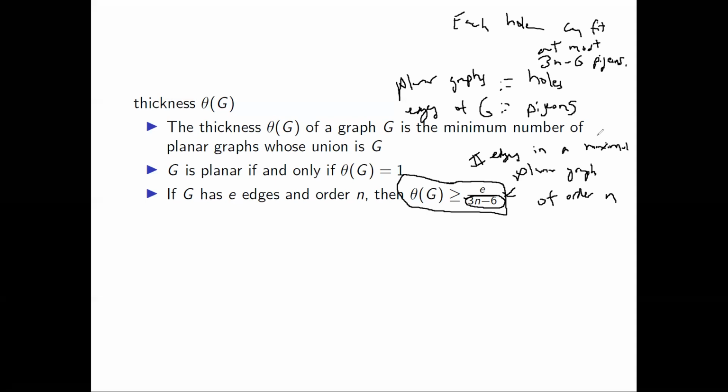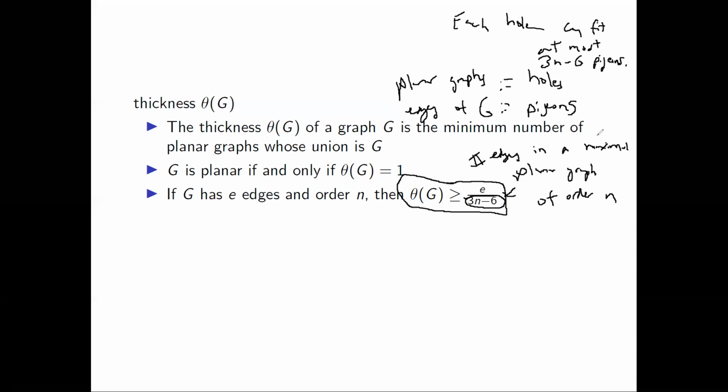So our graph G has order n. So each of these planar graphs have order at most n. And that means each of them has at most 3n minus 6 edges. So each of these holes can fit at most 3n minus 6 pigeons, because each pigeon's an edge.